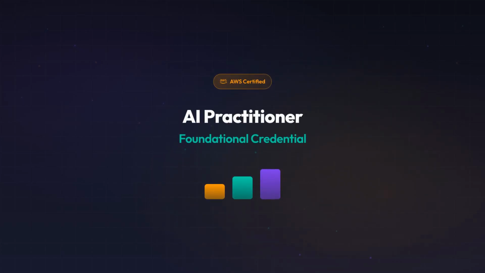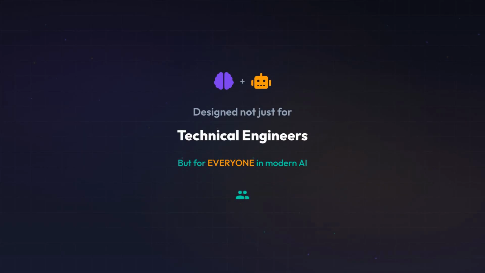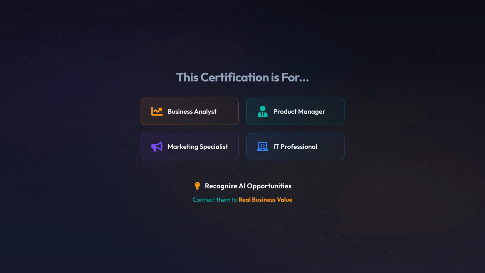The AWS Certified AI Practitioner is a foundational credential. It is designed not just for technical engineers, but for anyone who needs to speak the shared language of modern AI. Whether you are a business analyst, a product manager, a marketing specialist, or an IT professional, this certification validates that you understand how to recognize AI opportunities and connect them to real-world business value.